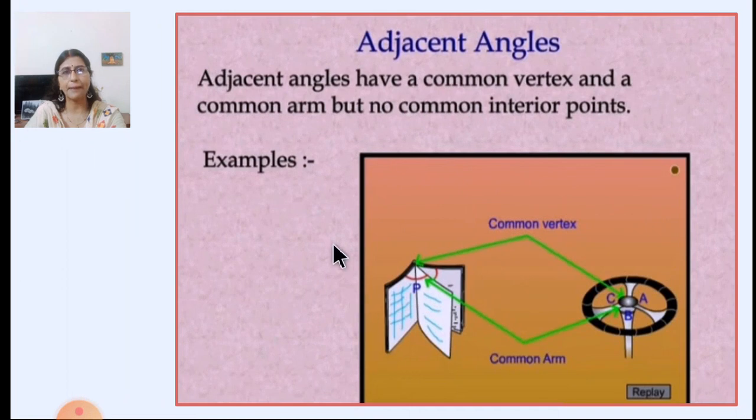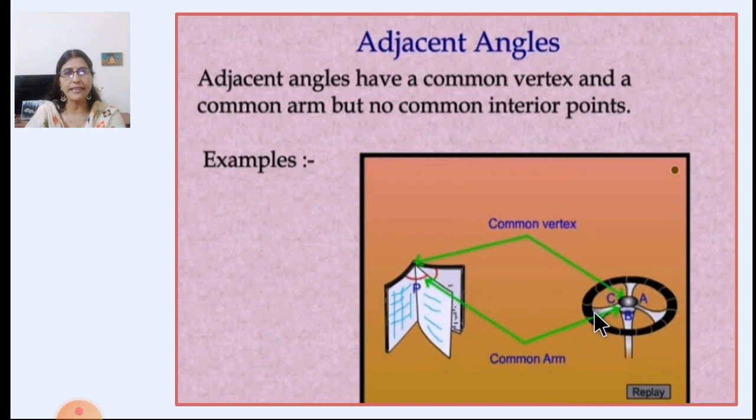Now these are examples of objects which we see in our daily life. You can see a book and the steering wheel of a car, which form adjacent angles. They have a common vertex and a common arm, but no common interior points. So let us see this. This is a book. When you open the book, you can see the page, and adjacent angles are formed here. Two adjacent angles can be seen. This is the common vertex and this is the common arm, or common side, to both these angles.